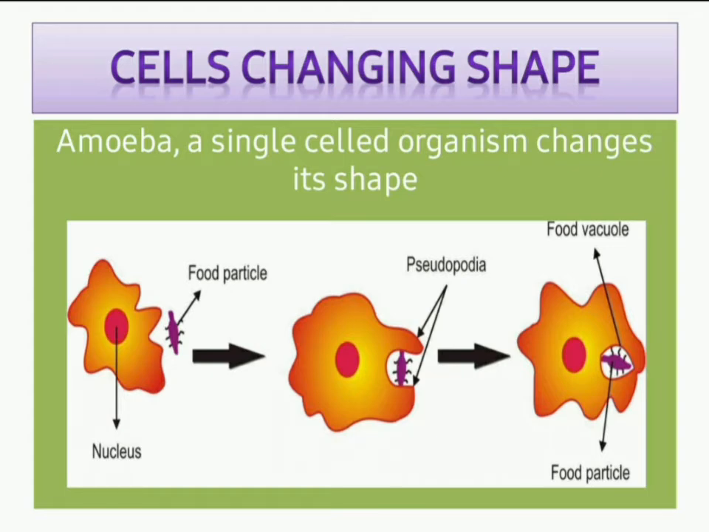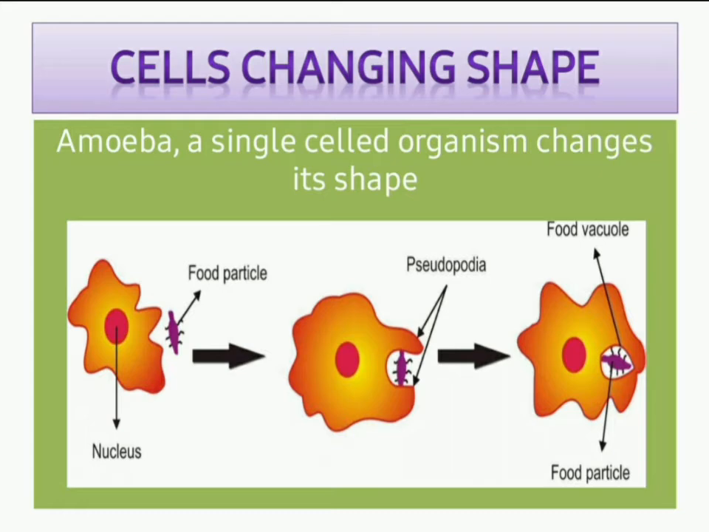Now, there are many cells which can change their shape, which means that they do not have a constant shape. We can say that the shape appears irregular. It keeps on changing its shape. Amoeba is an example of an organism which is made up of one cell. That is, it is a unicellular organism. Amoeba has no shape, and we can see the projections of varying lengths protruding out of its body. These are called pseudopodia.